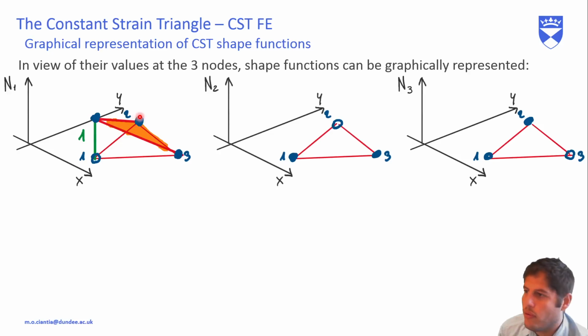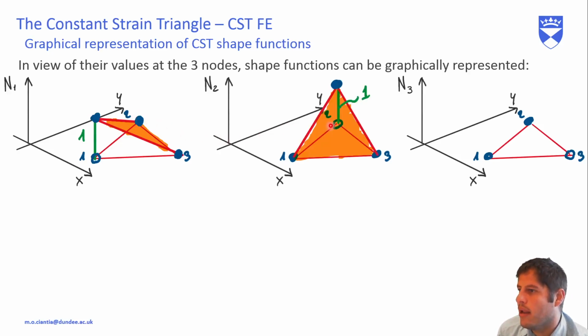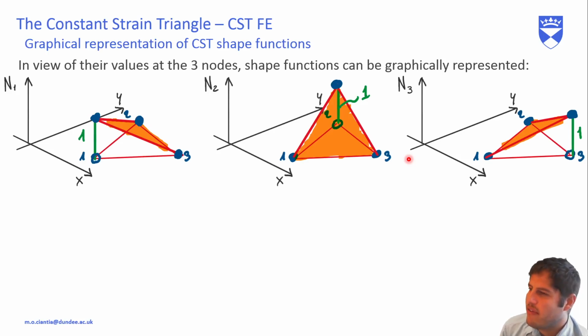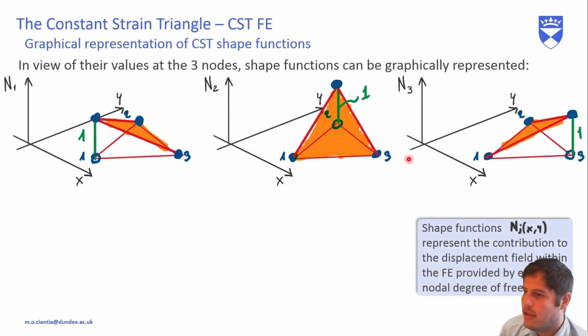And the same for N2. So N2 will be equal to 1 when the coordinates are on node 2, whereas it will be 0 when we're there. And finally the same for N3. So given this graphical representation, in fact, the shape functions can be easily calculated for our hand calculations, considering this statement, which you can read later when you pause the video, but looking at this diagram.